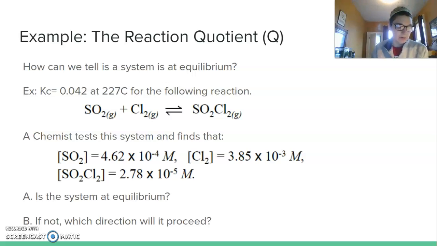So when we write Q, we're not sure if the system's at equilibrium or not. It may or may not be. So we have to figure out if it is by comparing it to K. Remember, the system is at equilibrium if Q equals K.